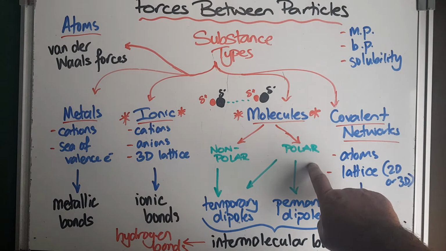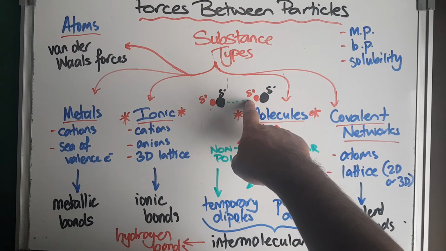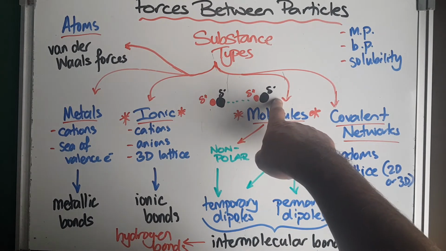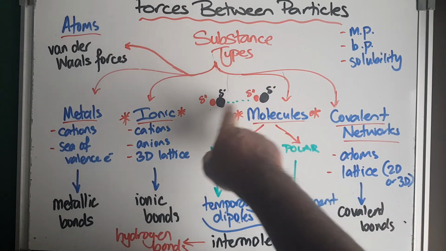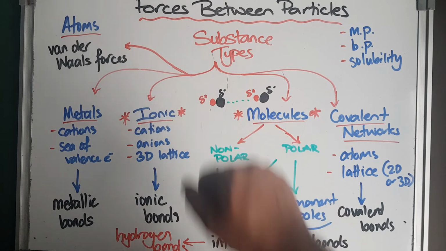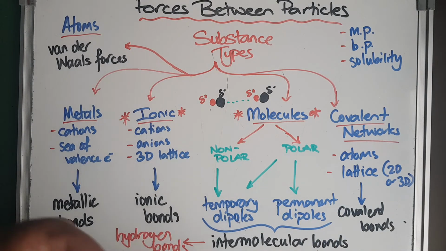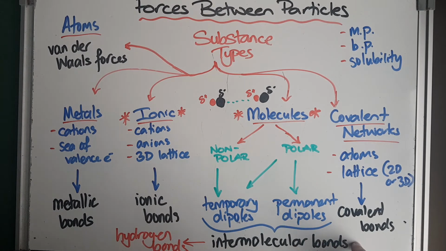The other one is the polar molecule. Now, polar molecules have a permanent dipole. This end is always delta positive and this end is always delta negative, for example. So when they come near another molecule like that, of course an electric attraction is going to form. And this is called a permanent dipole force. Again, this is an example of an intermolecular bond.